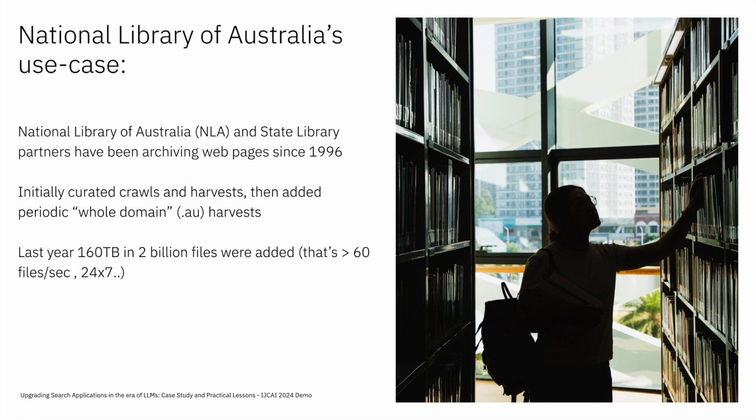The National Library has a very strong motivation to improve user search experience on the Web Archive. Since 1996, the National Library and their state partners have been archiving web pages. These were initially done as curated crawls and harvests, but then whole domain harvests were added with the .au domain. Last year alone, over 2 billion files containing 160 terabytes were added. That's 60 files a second, 24/7.